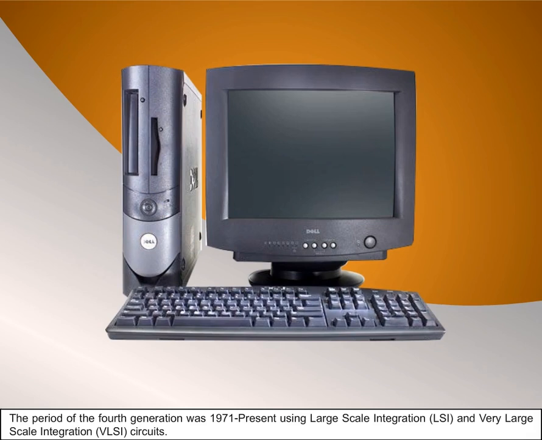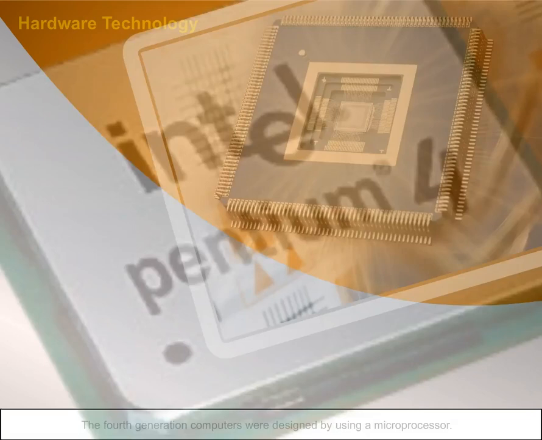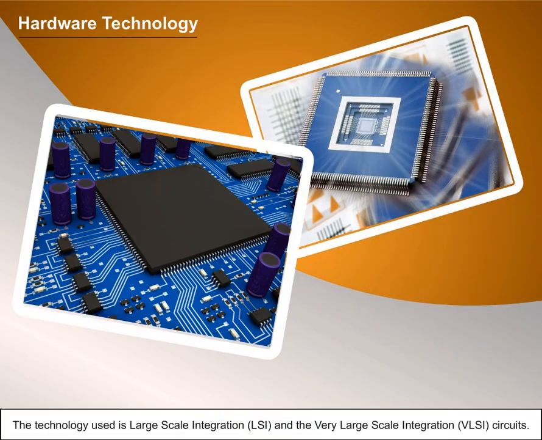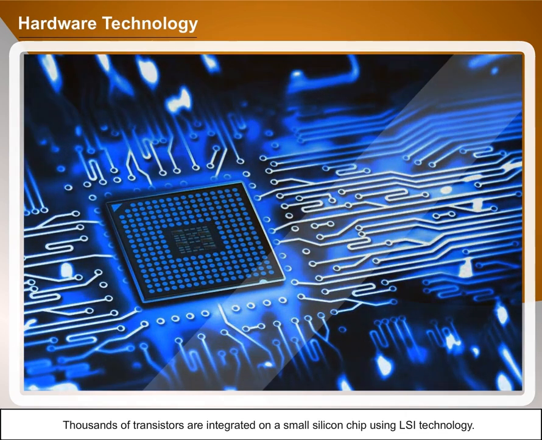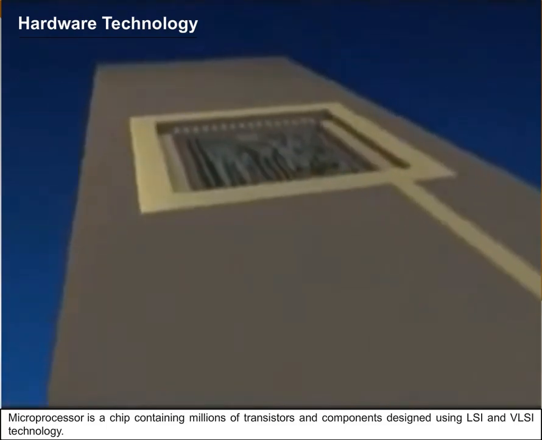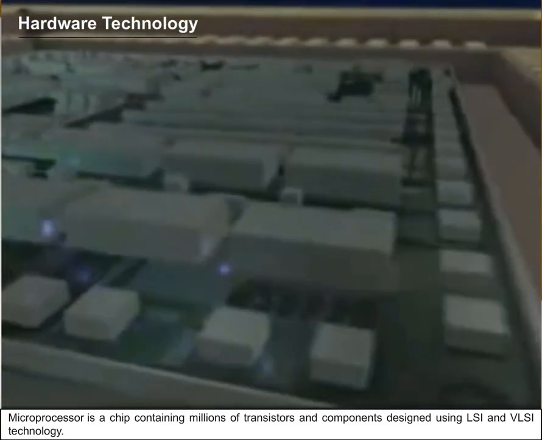Fourth generation computer. The period of the fourth generation was 1971 to present, using large-scale integration (LSI) and very large-scale integration (VLSI) circuits. Hardware technology. The technology used is large-scale integration LSI and very large-scale integration VLSI circuits. Thousands of transistors are integrated on a small silicon chip using LSI technology. Microprocessor is a chip containing millions of transistors and components designed using LSI and VLSI technology.